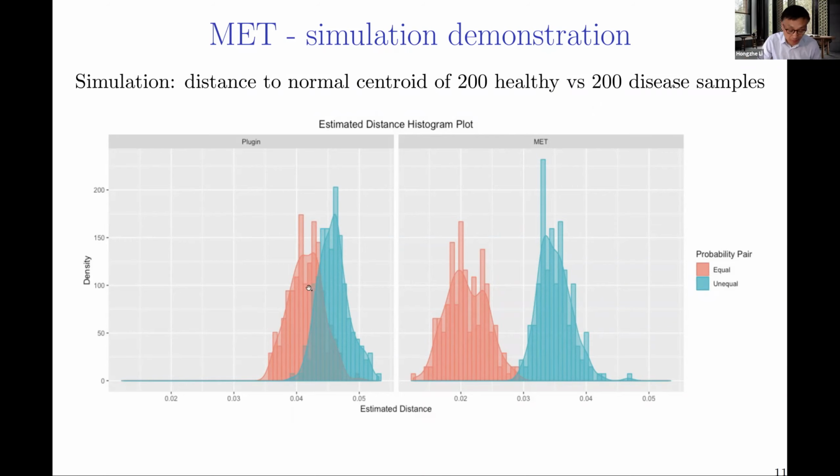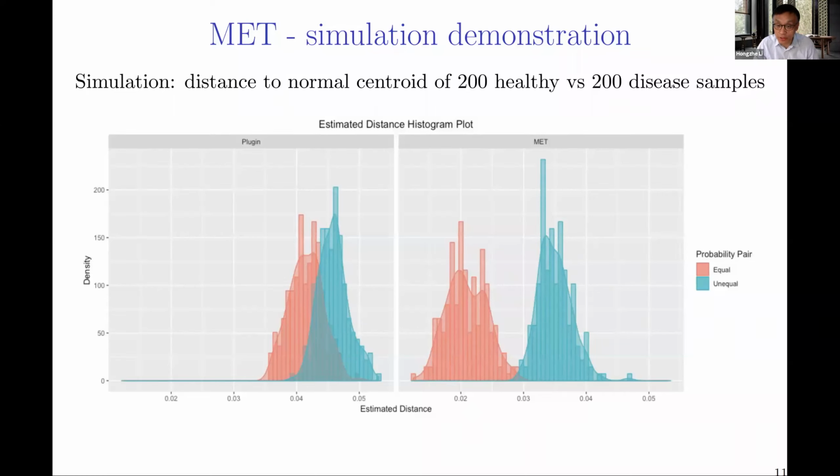What you see in the first plot on the left-hand side is the histogram of the distance to the centroid for the healthy and the diseased individuals, based on the plug-in estimate. You can see some shift in the distribution, but the shift is not as large as with our improved estimate. On the right-hand side are the 200 distances to the centroid for the healthy individuals and the 200 for the disease samples. You can see a better separation based on our improved estimate of the distance. Any questions here?